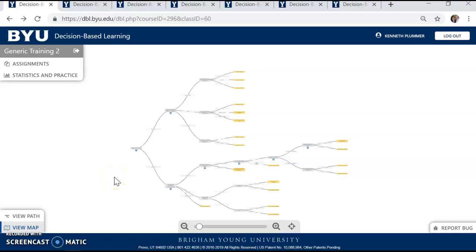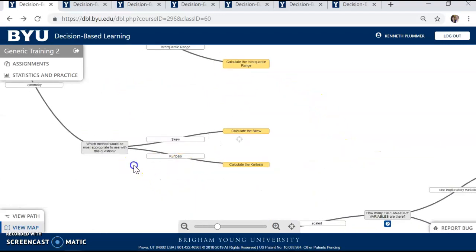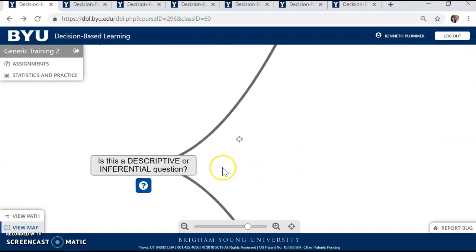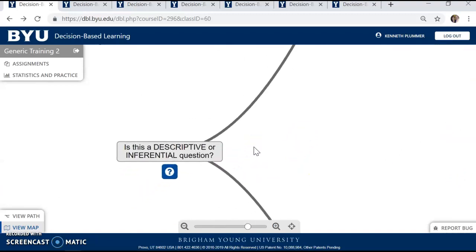The purpose of this video is to demonstrate a number of decision models in a variety of disciplines. And what I'll do is I'll begin by showing each decision model with its first decision point. In this case, this is a statistics demo created by Lane Fisher and Ken Plummer.